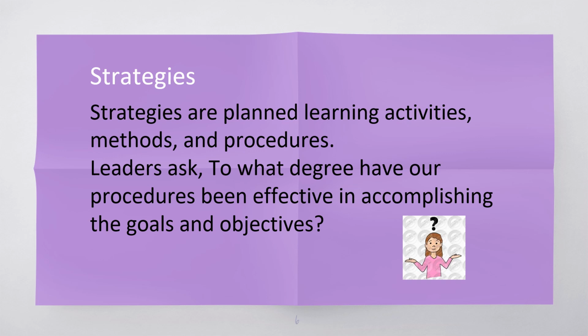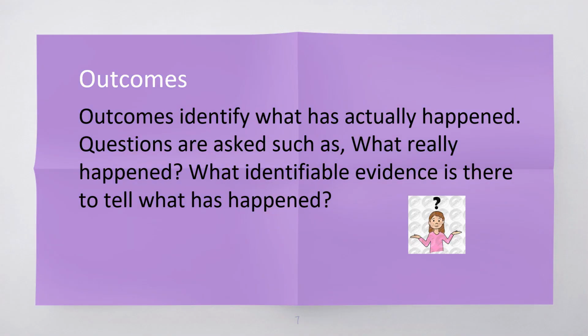Strategies are planned learning activities, methods, and procedures. Leaders ask, to what degree have our procedures been effective in accomplishing the goals and objectives? And then finally, outcomes identify what has actually happened. Questions are asked such as, what really happened? What identifiable evidence is there to tell what has happened?